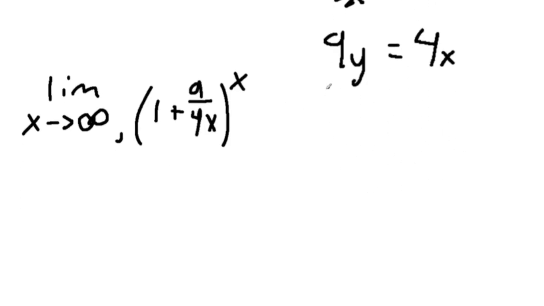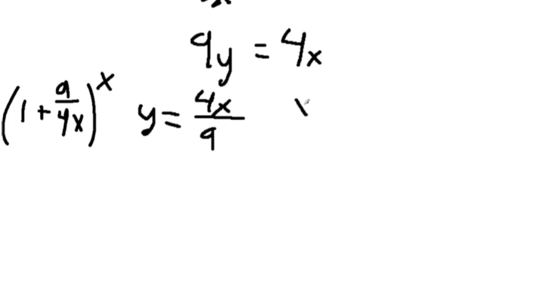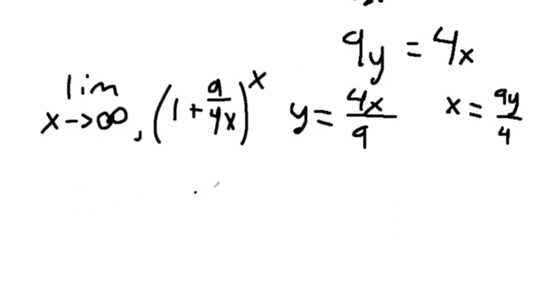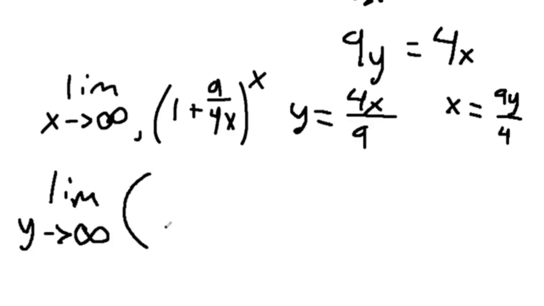So y is equal to 4x over 9, and x is equal to 9y over 4. Okay, so let's rewrite the equation. Limit, if x is going to go to infinity, then so will y, because we're going to replace x with y, pretty much.